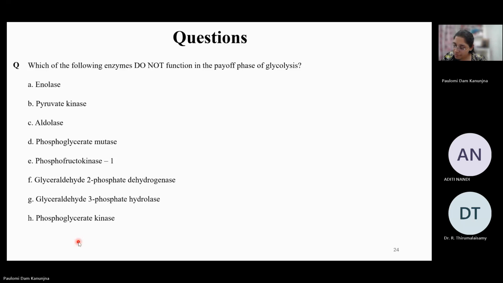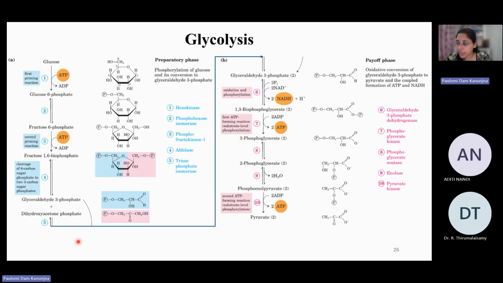C and E. C and E is what is being used in the payoff phase. Oh, do not use in the phase of, okay. C, E, F and G. Okay. So yeah, C, E, F and G, right? Okay. Now let me go back here and look into the answers.